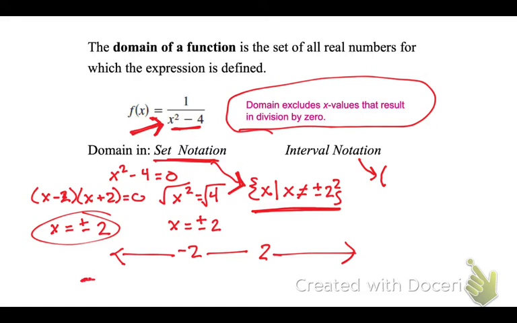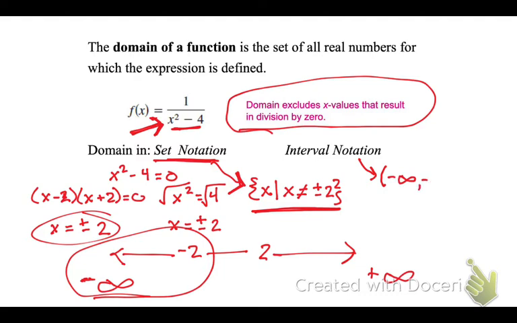Negative infinity. What's over here? Positive infinity. So we've got negative infinity to -2, right? And we've got 2 to infinity. Nope, we got -2 to 2. What do we put in between these two?